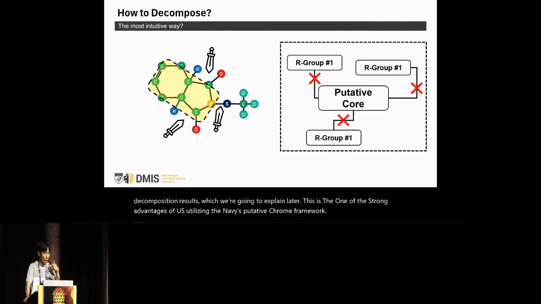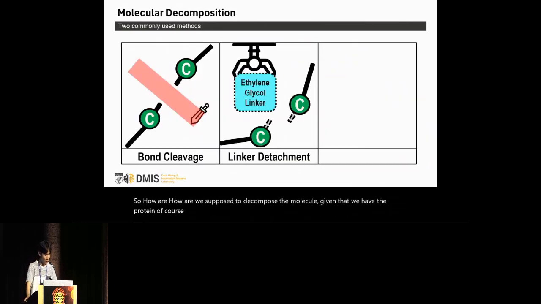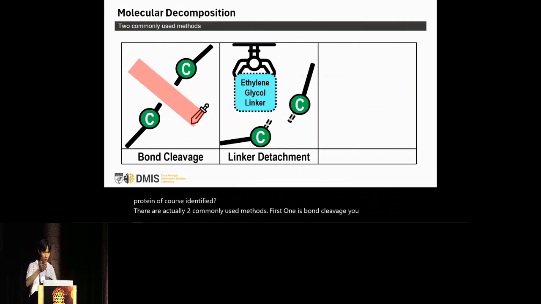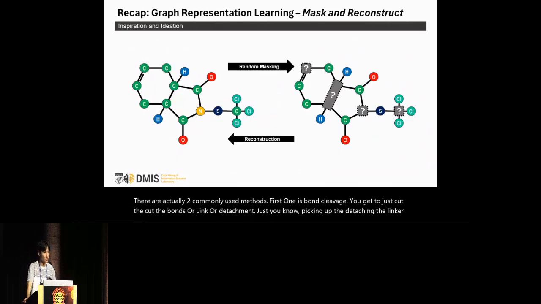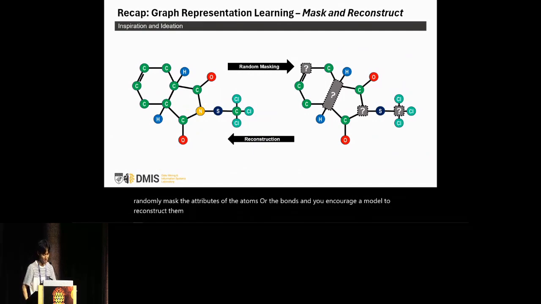So how are we supposed to decompose the molecule, given that we have the putative cores identified? There are actually two commonly used methods. First one is bond cleavage. You just cut the bonds, or linker detachment, just detaching the linker. But we wanted to somehow receive more inspiration from another common graph representation learning technique called mask and reconstruction. So basically, you randomly mask the attributes of the atoms or the bonds, and you encourage the model to reconstruct them during the pre-training phase.